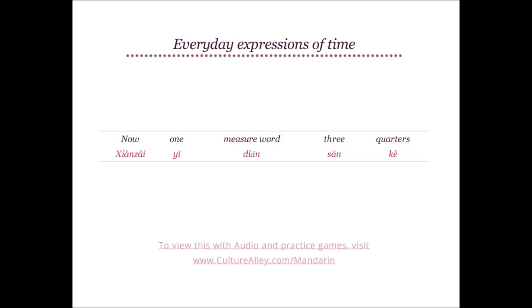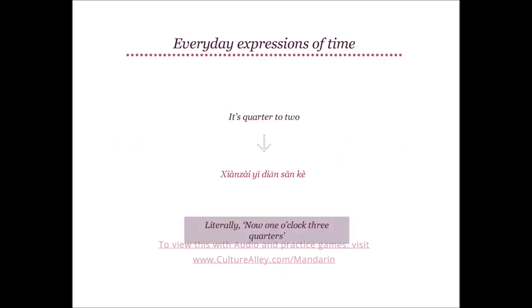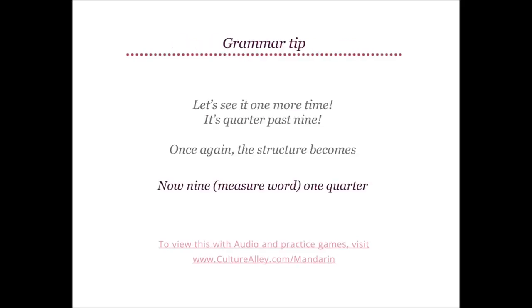Now becomes 现在. 1 becomes 一. The measure word translates to 点. 3 translates to 三. And 1/4 becomes 刻. Thus, it's 1:45 gets translated to 现在1:03刻, which literally means now 1 o'clock 3/4. Wonderful! Let's see it one more time.